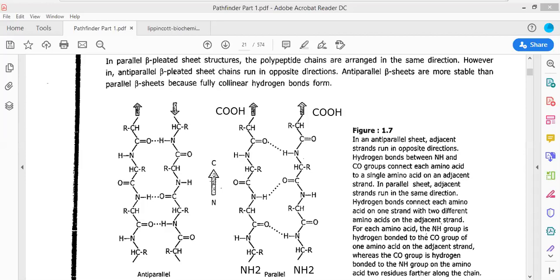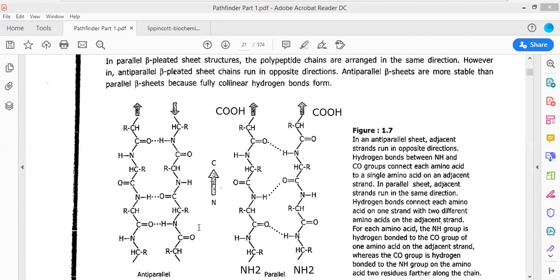Then it is referred to as parallel beta sheet. This is also given in the new pathfinder. In the case of parallel beta sheet, full collinear hydrogen bonding is not going to take place. This is the balcony and this is the window, so their full collinear correlation is not being established. Here, because of the two strands which are anti-parallel with regard to each other, full collinear hydrogen bonding is going to take place. This is how full collinear hydrogen bonding takes place.